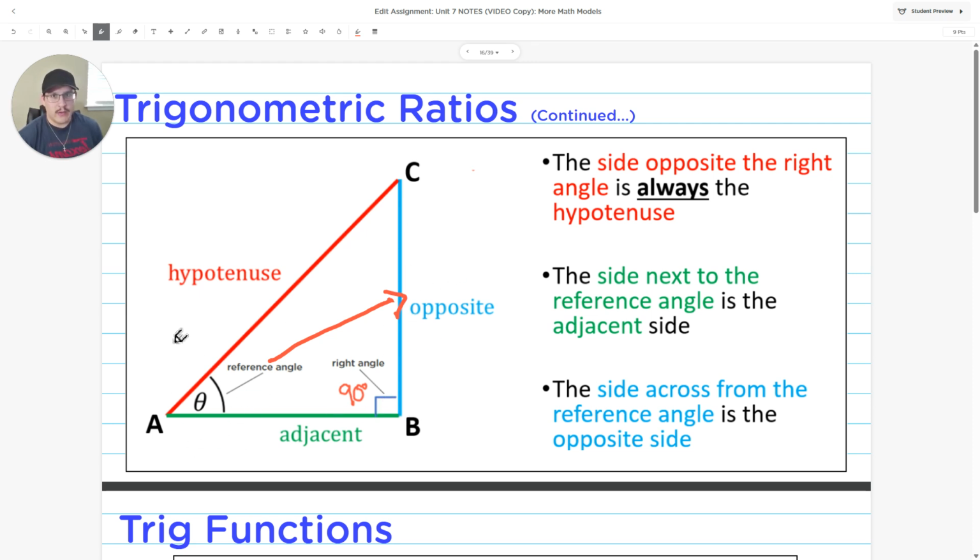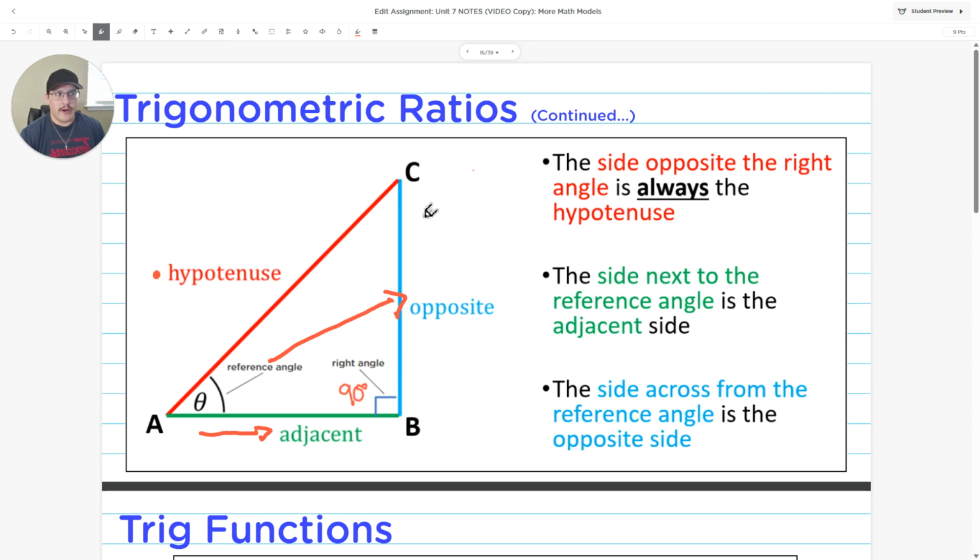It's not touching the angle itself. We also have something called the adjacent, which does touch the angle. So across from it is the opposite side. Right next to it is the adjacent side. And the part that's always a diagonal, always a slant, that's what we call the hypotenuse. This one will never change.